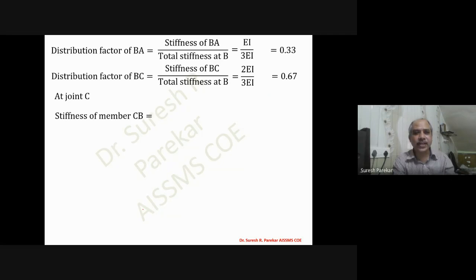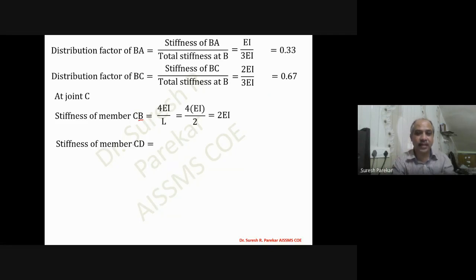And then I will go to joint C. Now see very carefully. When I talk about joint C, I have the farther support B, and farther support B is again continuous. So I have to go for 4EI upon L, so that is again 2EI. If you see carefully, BC and CB are the same. So now I will go for CD.